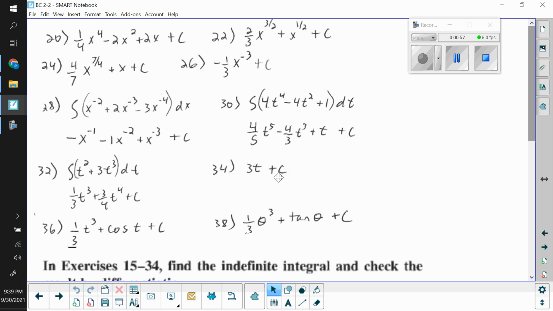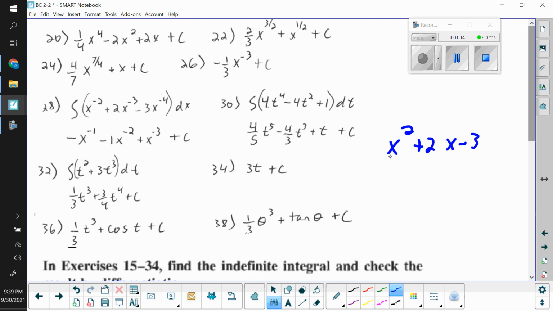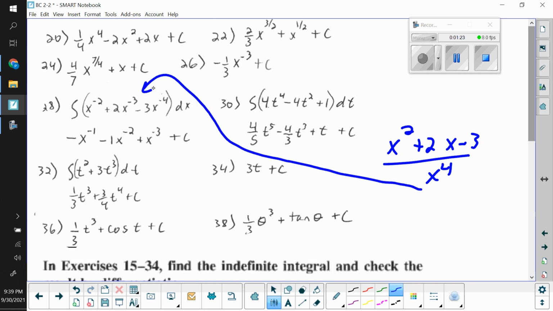So if you needed to see, there's not much in the way of worked out solutions for these ones. One thing to point out in 28, where that came from is we had x squared plus 2x minus 3 all over x to the 4th. We've got to divide those each by x to the 4th in order to get it to be something we can take the antiderivative of, and that's where that's coming from. And then you can do that antiderivative.